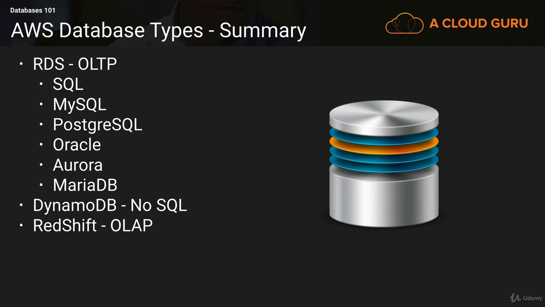We then have Redshift. Redshift is Amazon's data warehouse. It's for online analytics processing. Again, we're going to have a whole lecture on that, and we're going to look at the architecture. Just understand the use case for Redshift is where you're running those really complex queries. We don't want to run those on our production databases. We want to take a copy of our production database, put it into a Redshift cluster, and then hammer the Redshift cluster so our production database doesn't take the performance hit.